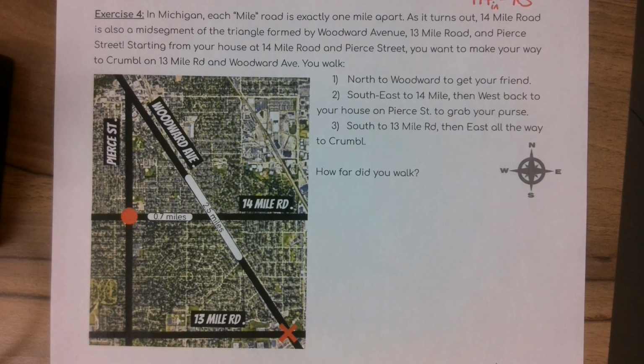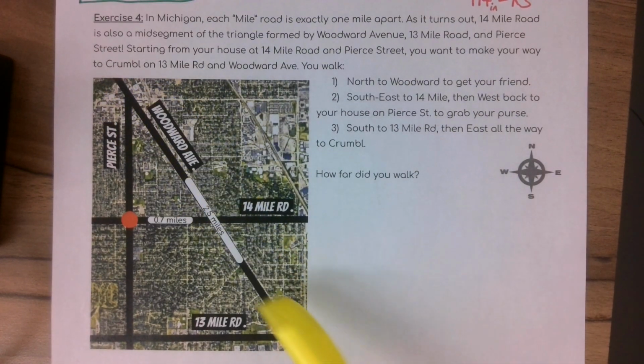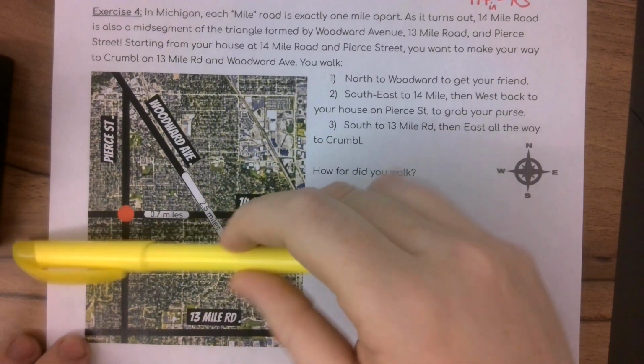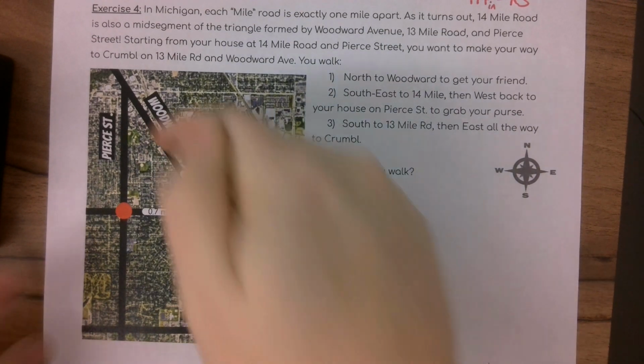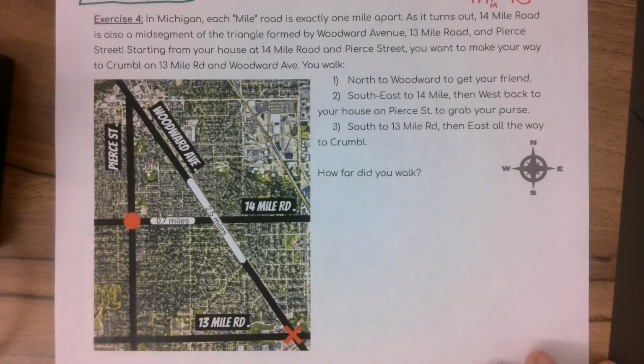In Michigan, each mile road is exactly 1 mile apart. Shocking, I know. I did a quick scan of the area, and I noticed something. Right up here is Birmingham, and I noticed that there was a triangle of roads formed right around where Birmingham and Royal Oak are. In fact, I did the math for you guys, and 14 Mile Road, the one that cuts right through the middle here, is a mid-segment of this triangle formed from Woodward, 13 Mile, and this residential street called Pierce Street.